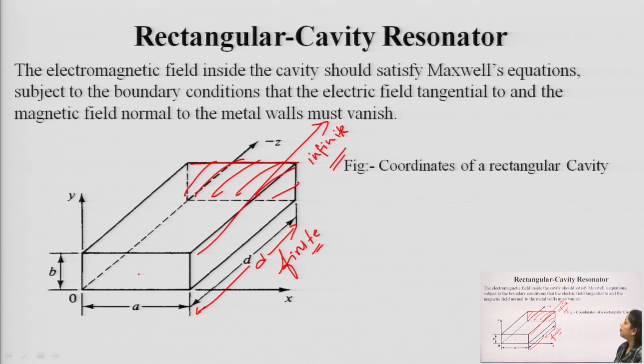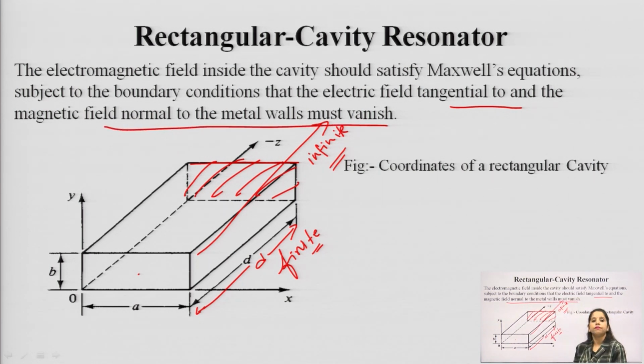The electromagnetic field inside the cavity, same as in the rectangular waveguide, has to satisfy the Maxwell equations and the boundary conditions, that the tangential electric field and the normal magnetic field at the wall must vanish. This is the boundary condition which the cavity has to satisfy, and apart from this it has to satisfy all the 4 Maxwell equations.